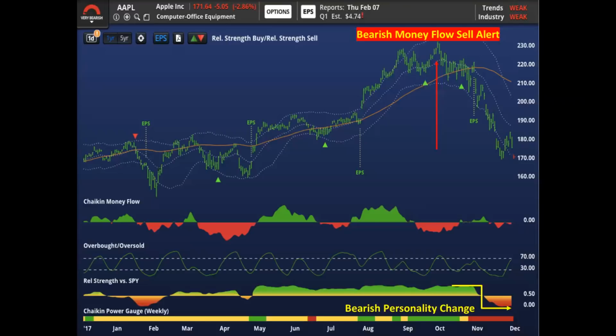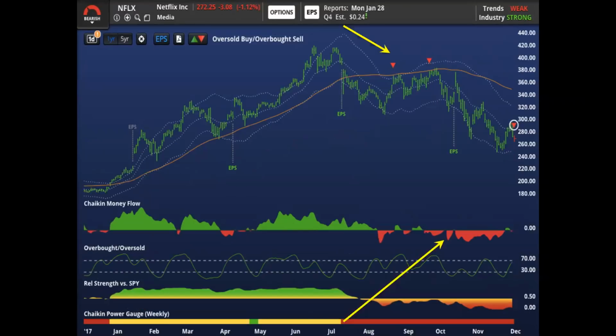If you didn't exit there, you at least want to recognize the bearish personality change and the power gauge rating turning bearish so that you're not bottom fishing in Apple. There are better, higher probability stocks to be buying on this current weakness. And notice how Apple didn't rally with the market because the analysts are bearish. Those are 2 of the 3 analyst-related indicators in Chaikin Analytics, and it made a new low for the move today.